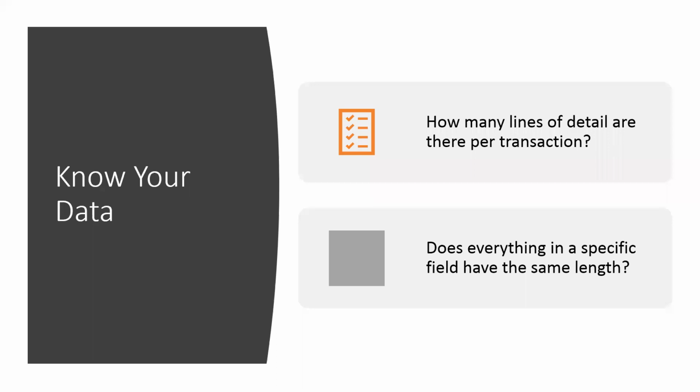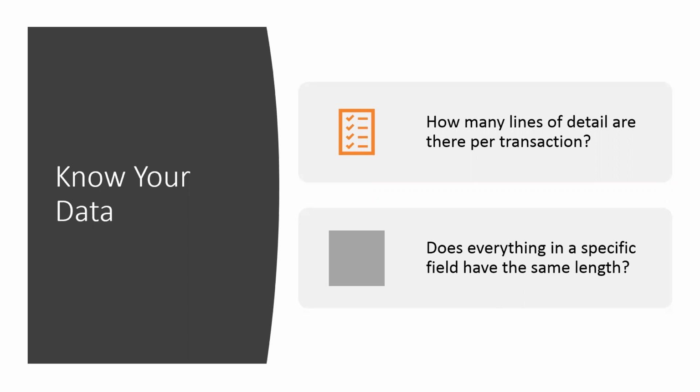Now, the first thing in being able to explain to ACL what a transaction is, is to know your data very well. One of the things we need to know is how many lines of detail each transaction has in the file that the client gave us, in the text file. We also need to know if everything in a specific field has the same length. By that, I mean, if you think about an invoice number, if you generate an invoice number internally, let's say it's 5 digits long. The chances are that every single other invoice number you generate will be 5 digits long as well for a very long time to come.